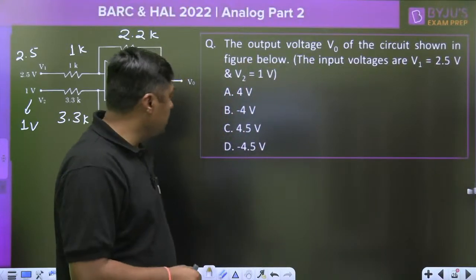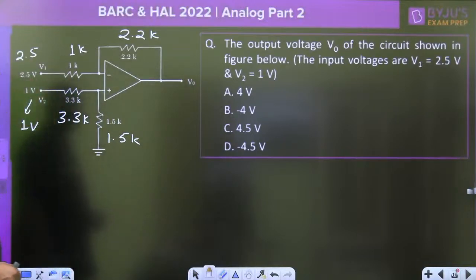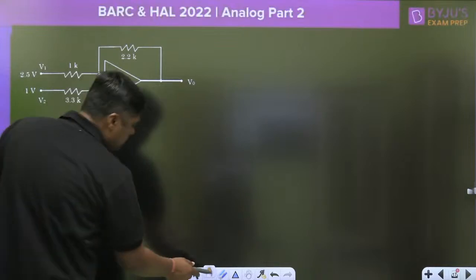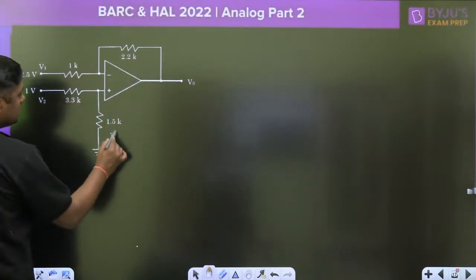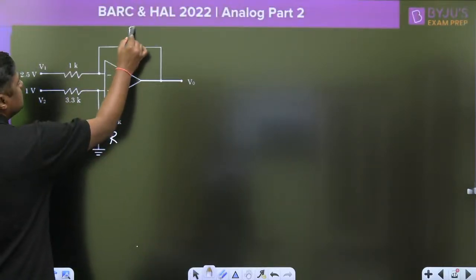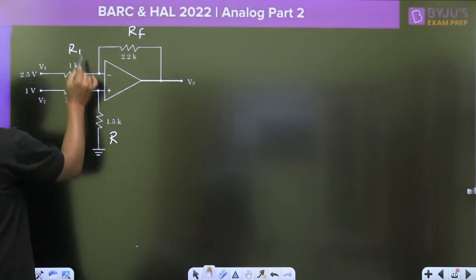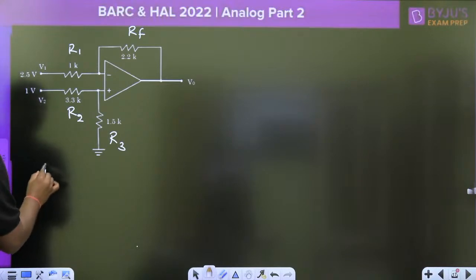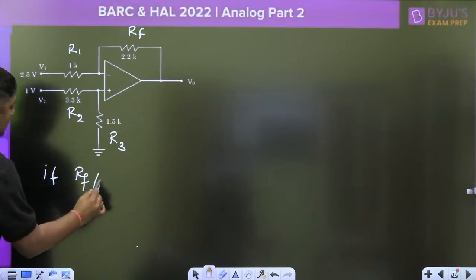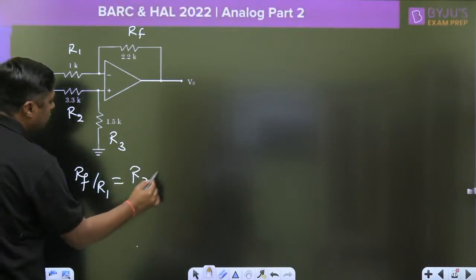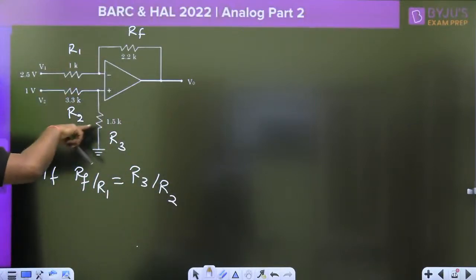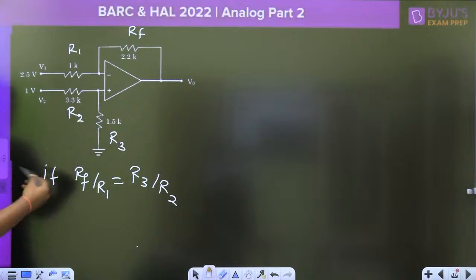Option D, minus 4.5 volt. Okay, let's check. Always remember, this is a differential amplifier. Normally we write this as RF. This is R1, this is R3, and this is R2. If RF by R1 is equal to R3 by R2, first of all always check this. RF by R1 is 2.2, R3 by R2 is not equal.